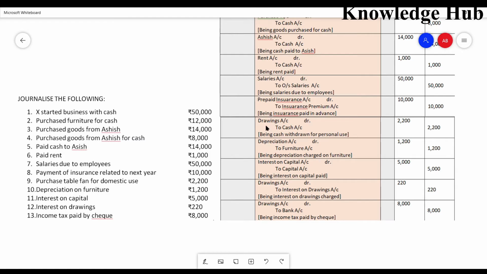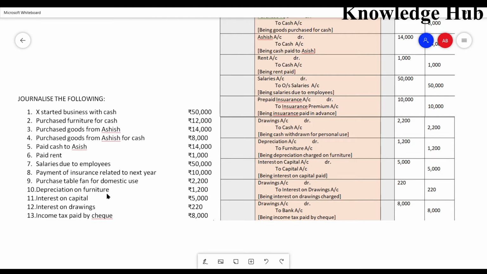So my journal entry is drawings account debit to cash account for an amount of 2,200 rupees for both debit and credit. The narration is being cash withdrawn for personal use. Let's move on to the next transaction.